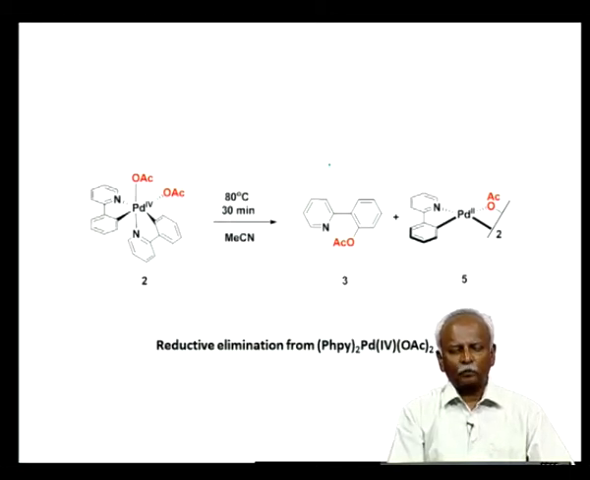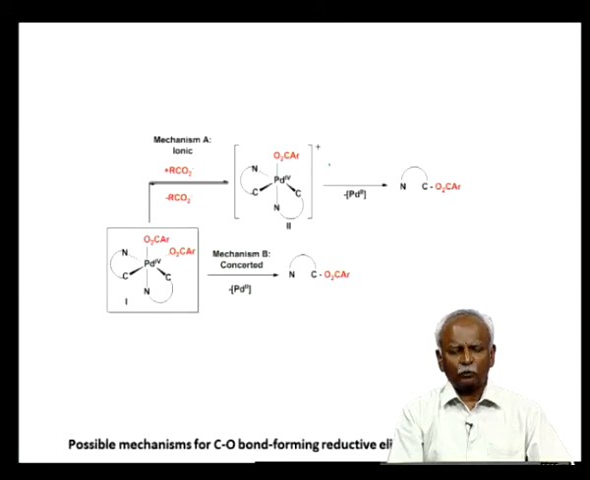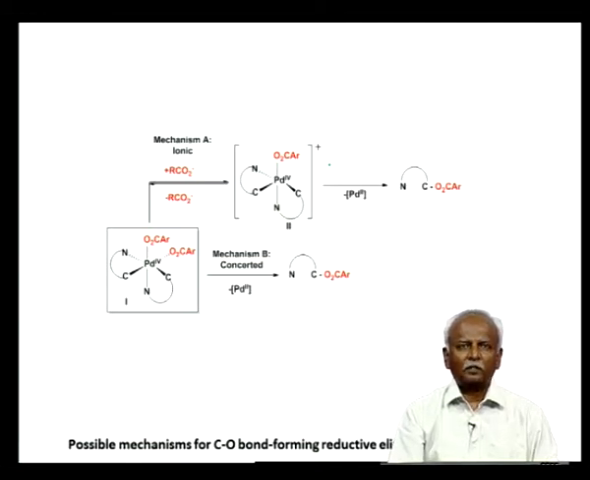The reaction is carried out by heating at 80 degrees in acetonitrile. This leads to formation of 3, and the other metal-containing product is the acetate-bridged palladium(II) dimer. So, now the question is, how exactly is the reductive elimination happening? Because we know from several other examples that reductive elimination, although it is paradoxical, requires a vacant coordination site.